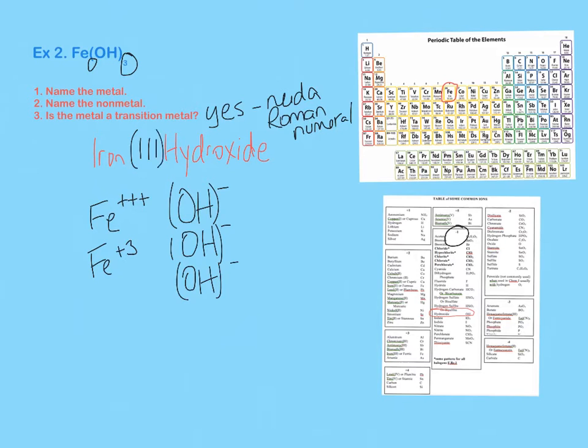So I put my Roman numeral in parentheses. So to name this compound, I would name it iron 3 hydroxide.